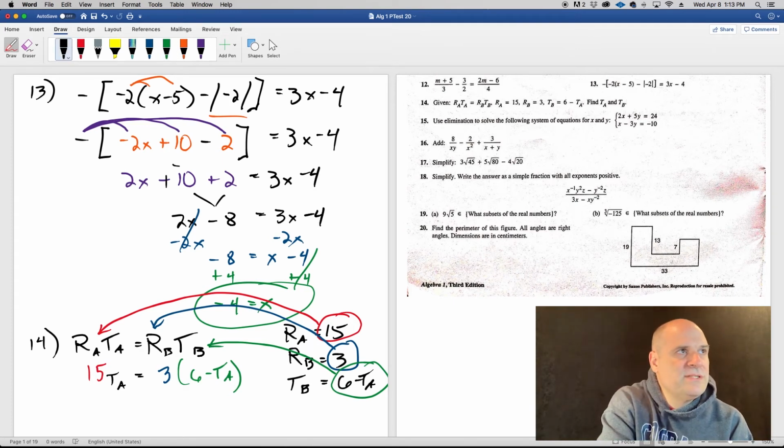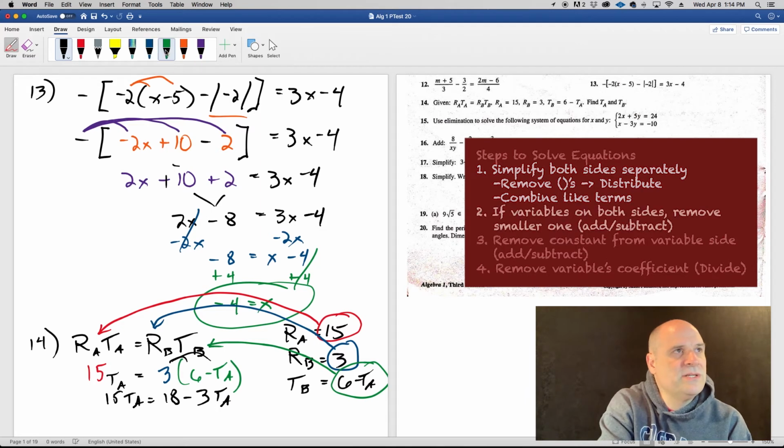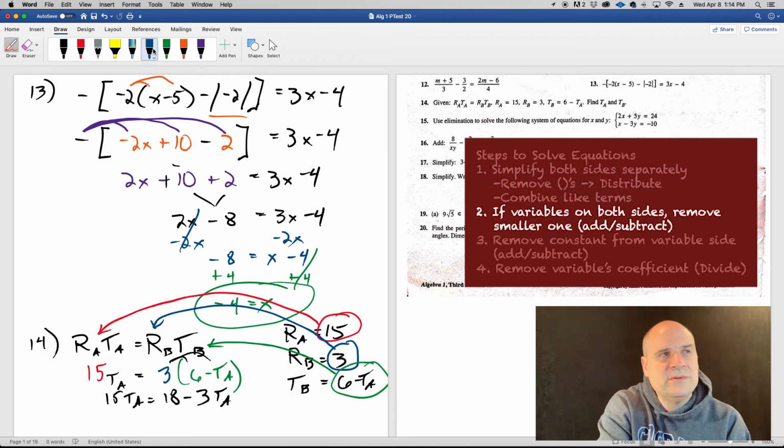All right, first step to simplifying equations is to get rid of parentheses. So we're gonna get rid of that. So 15 T of A equals 18 minus 3 T of A. Second step to solving equations is to get rid of the smaller variable term. And over here, it's negative 3TA, so add 3TA to both sides.